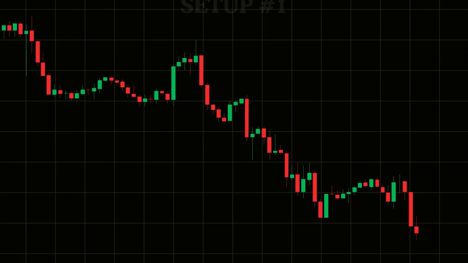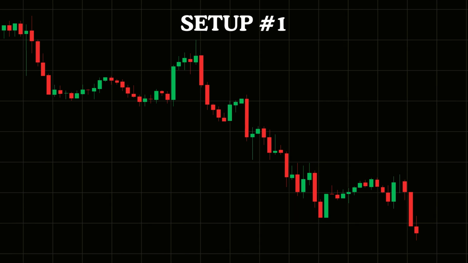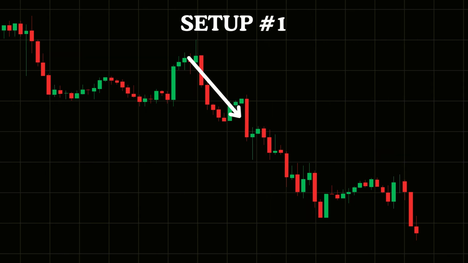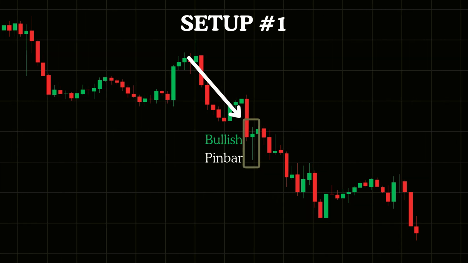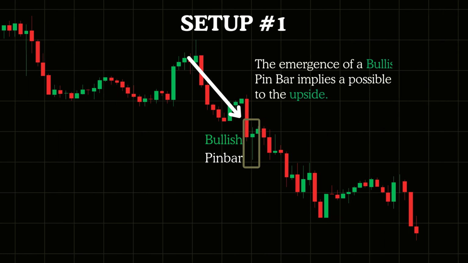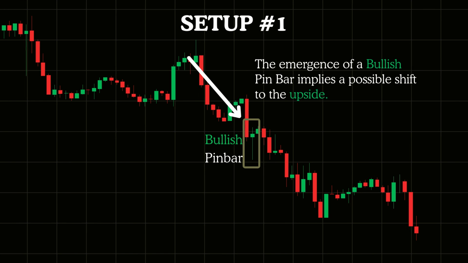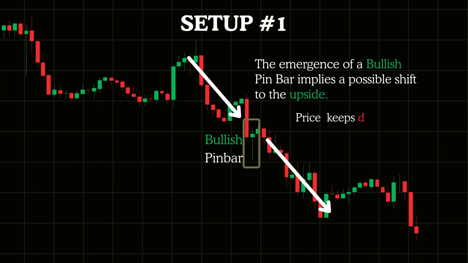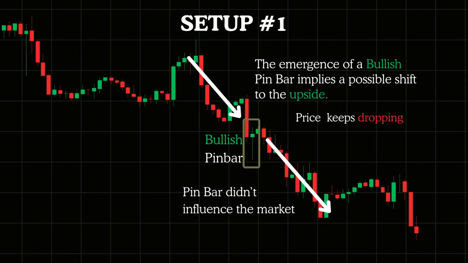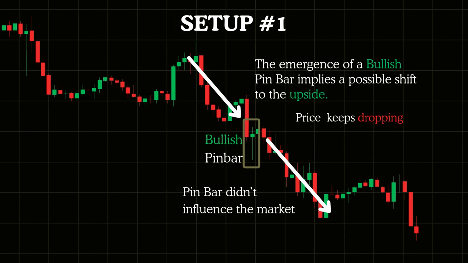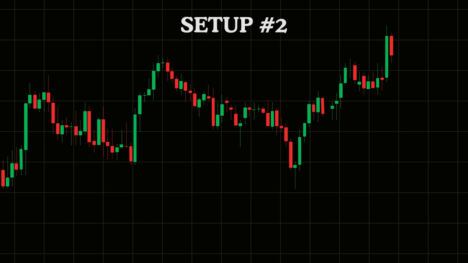First, let's take a look at setup number 1. In this chart, we observe the price trending downward before a bullish pin bar appears. Typically, the emergence of a bullish pin bar implies a possible shift to the upside. But in this case, instead of reversing, the price keeps dropping, meaning the pin bar didn't influence the market at all in this situation. Now let's compare that to setup number 2.